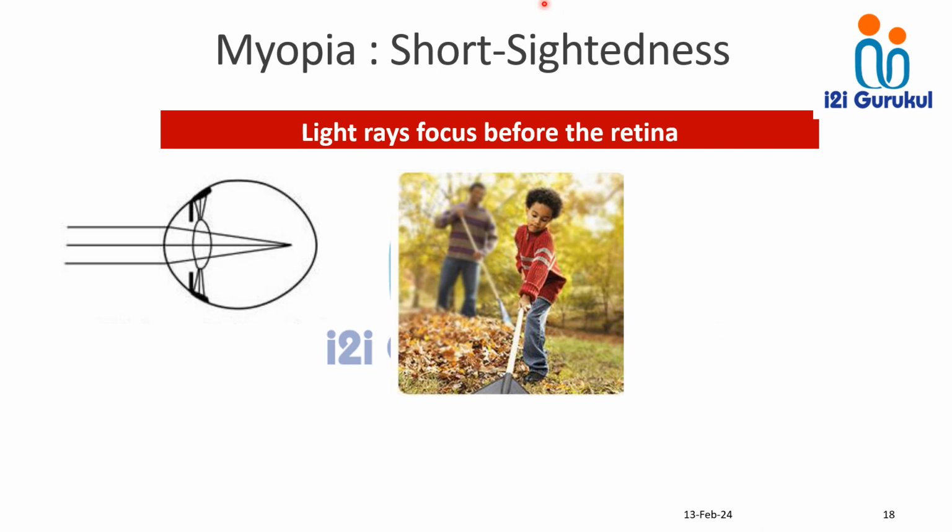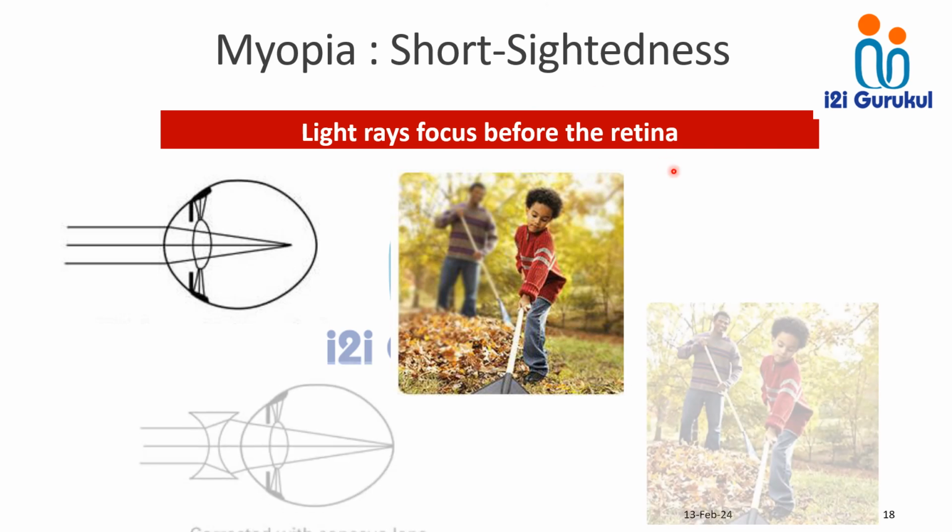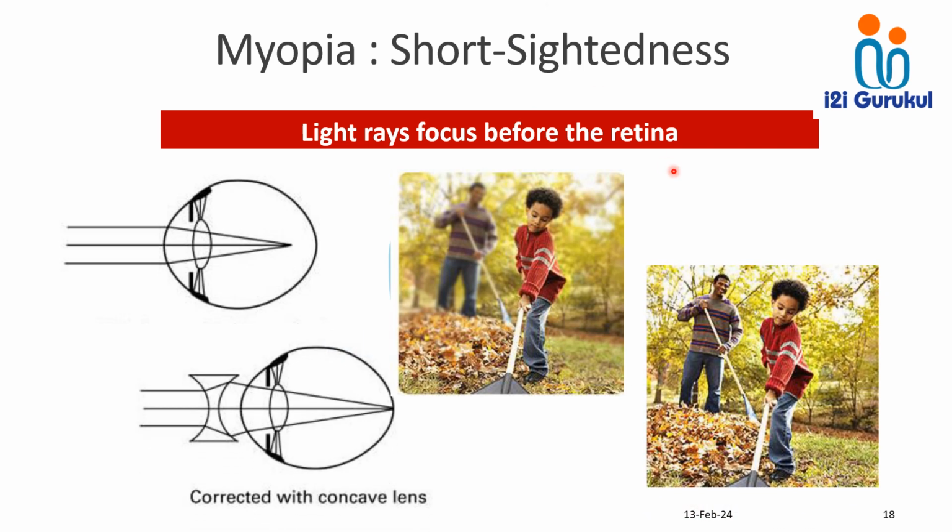So if you correct the myopia with the spectacle lens, how he sees: the near as well as the distance will be clearer with the correction of concave lenses.